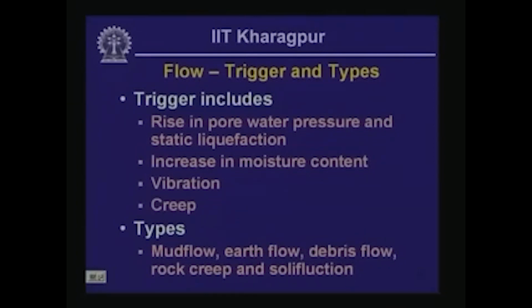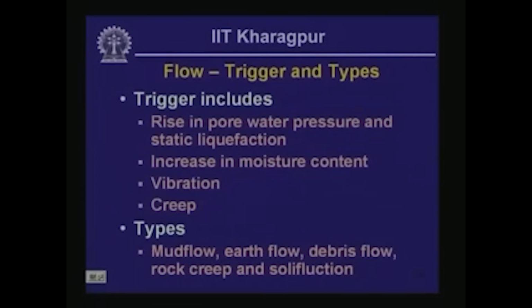Increase of moisture content could soften many different types of particularly cohesive soils. Vibration and creep are typical triggers of flow slides. And types of flow slides include mud flow, earth flow and debris flow, rock creep and solifluction.